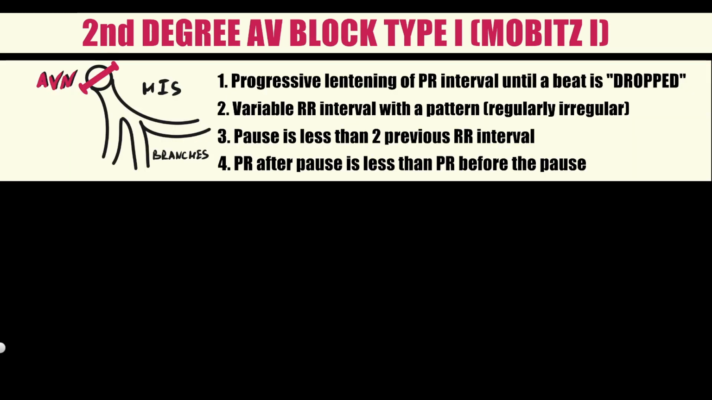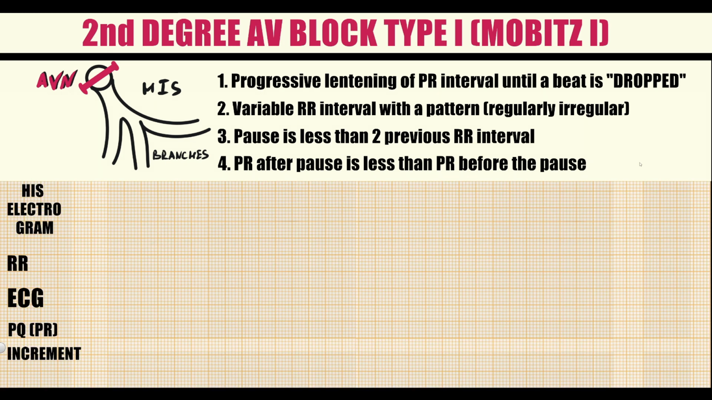The ECG criteria of second-degree AV block type 1 are as follows: progressive lengthening of PR interval until the beat is dropped; variable RR interval with a regularly irregular pattern, where the pause is less than 2 previous RR intervals; and the PR interval after the pause is less than the PR interval before the pause. Now let's find all of these criteria on a schematic ECG.